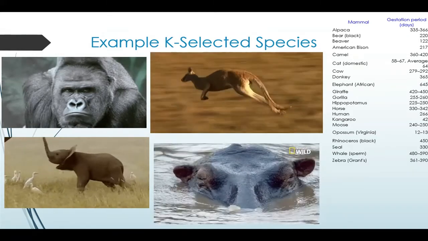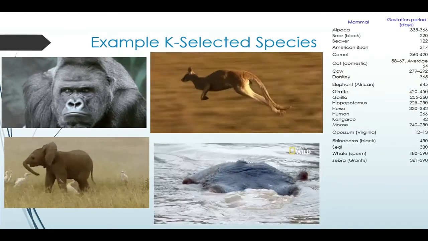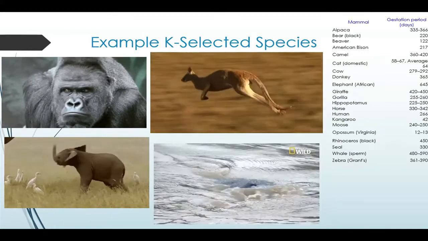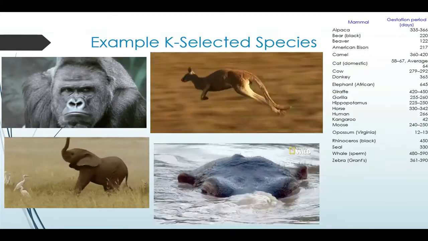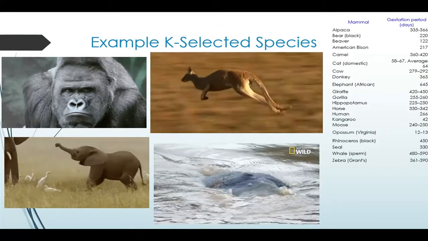Obviously, things like the gorilla, the silverback, or mountain gorillas, they take a very long time to have offspring. They make sure the conditions are proper. Kangaroos, elephants, hippos, but that's also why their populations don't rebound very, very rapidly.